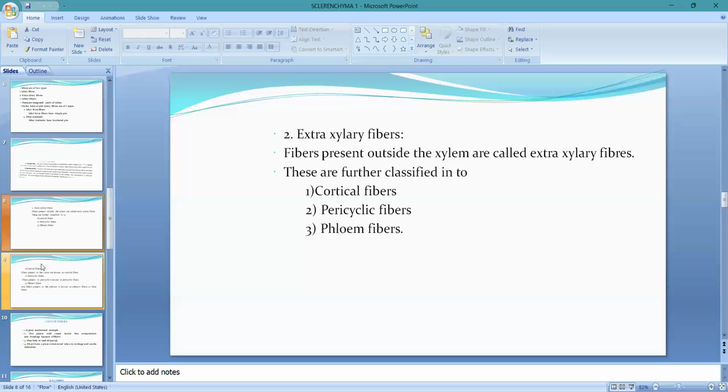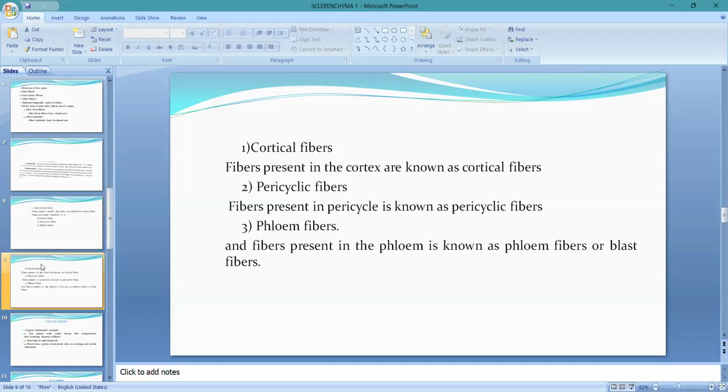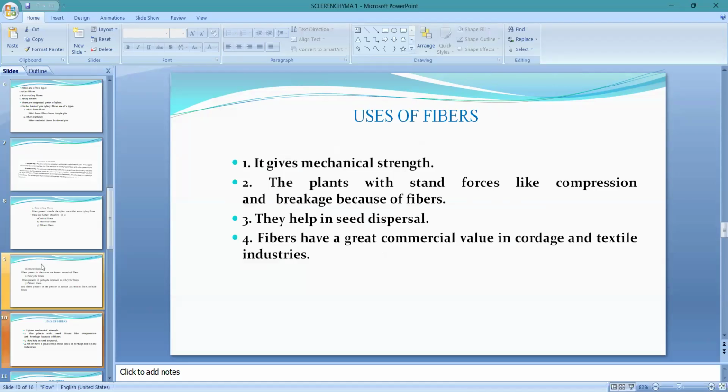So see here, extraxylary fibers, fibers present outside the xylem. These are further classified into cortical, pericyclic and phloem fibers. Already we have discussed this just now. Cortical means fibers present in the cortex. Pericyclic means those present in the pericycle. Next, those present in the phloem are called phloem fibers. Next, coming to the uses of fibers.